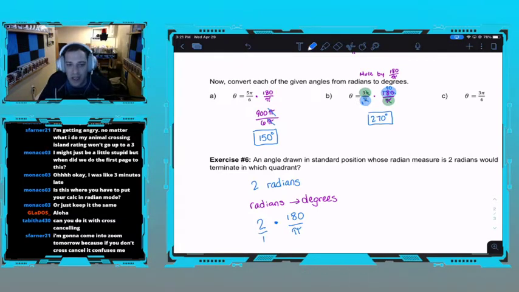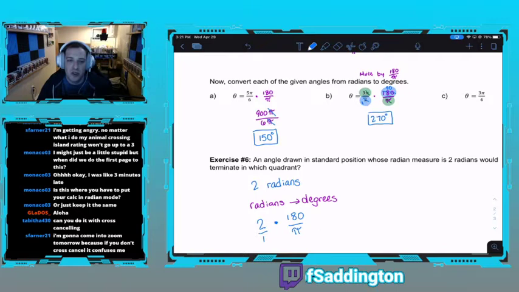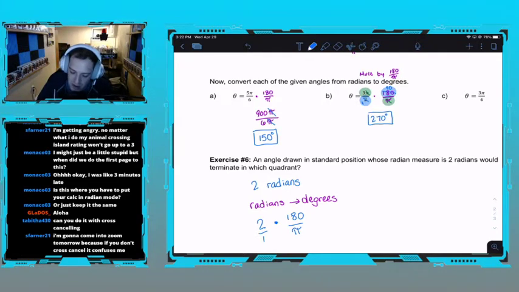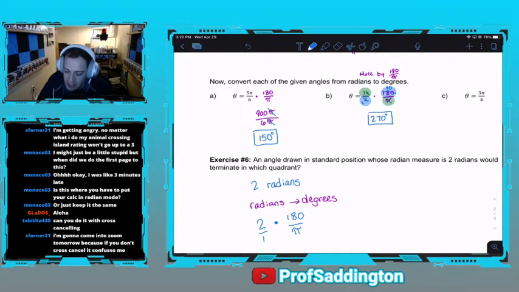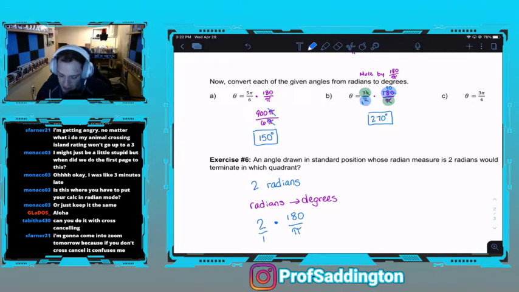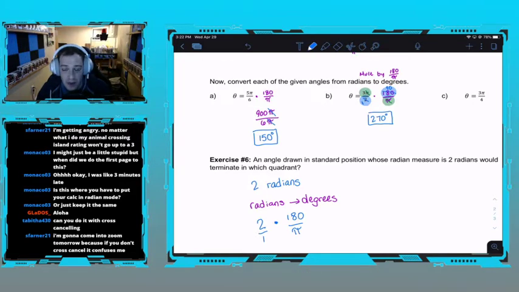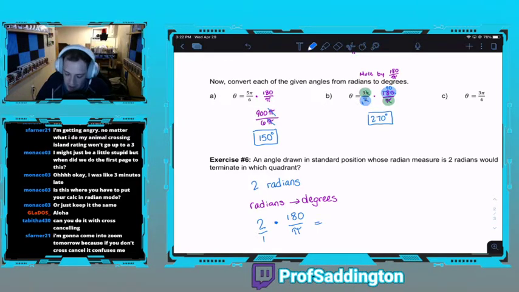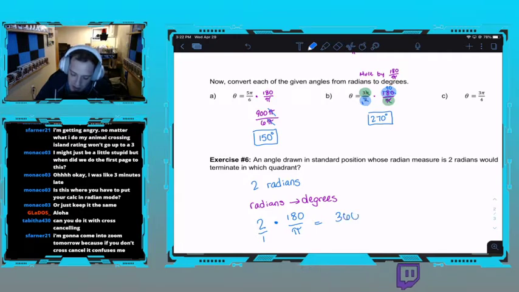This one I can't cross cancel because 2 and pi, there's nothing that can cancel out. 180 and 1 can't cancel out. So I'm just going to multiply straight across. So if I do 2 times 180, that's going to give me 360, if my iPad wants to write right now. There it goes. 360 all over pi.